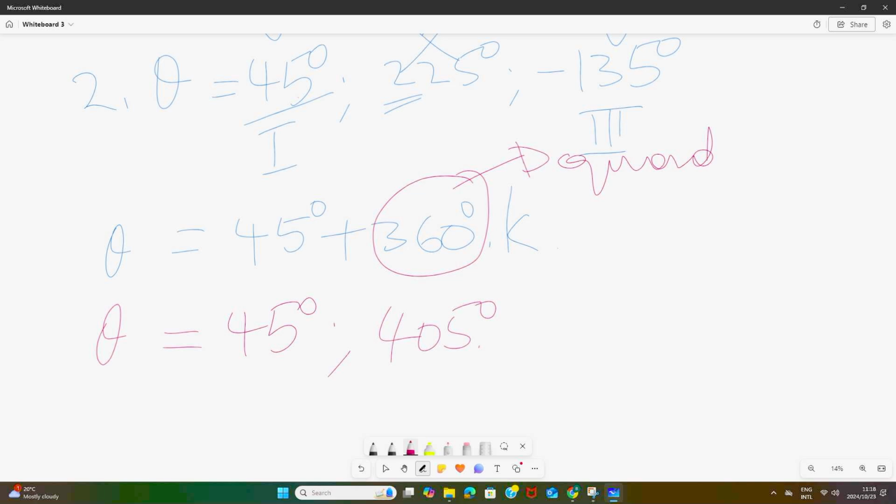Okay, 405 degrees is far away from our period, which was from our interval, which was -180 to 180 degrees. It is not even closer to 180 degrees. Now let us stop with the positive k values. Let us go to negative k values. Now let us take -1. What if k is -1?